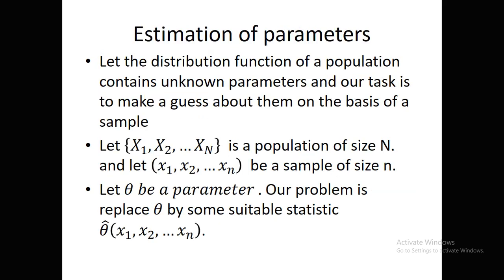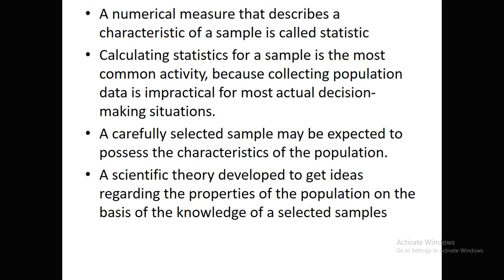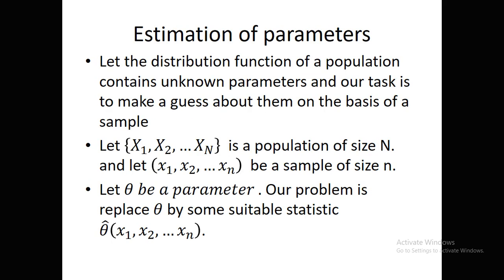Sometimes it is very tough to decide the features of the population. In that situation, for most cases, we will take some samples from the population, and this will help to make a decision about the population. Of course, a carefully selected sample may be expected to possess the characteristics of the population. We will discuss this theory basically from the samples. The chapter we will discuss is estimation of the parameter.